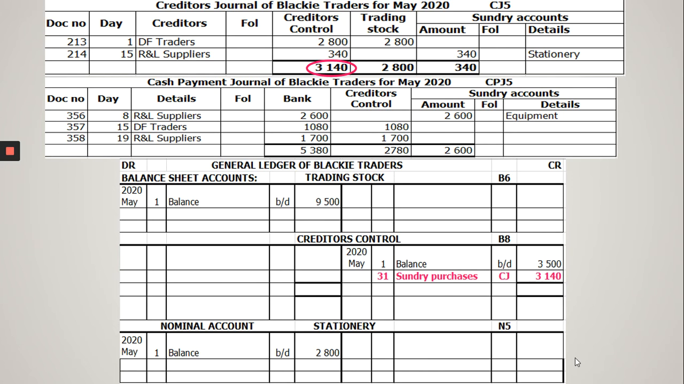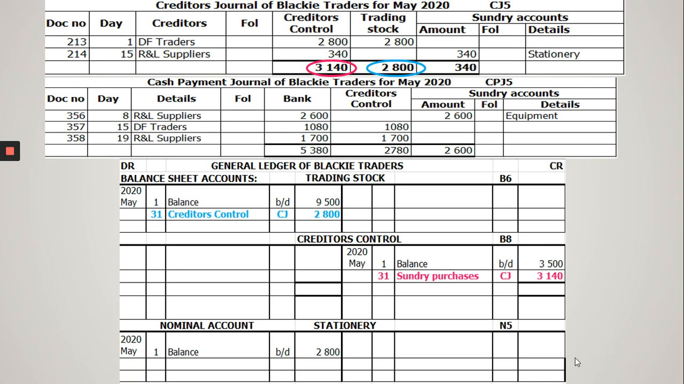You will see at the details, there stands sundry purchases because we didn't pay for those items yet. Now, why is there trading stock in the CJ? Because we bought trading stock on credit. So that means that my trading stock still increases, although I didn't pay for it yet. Trading stock is an asset, and assets increase on the debit side. You will see that the contra account will be creditors control, and we post it from the CJ.